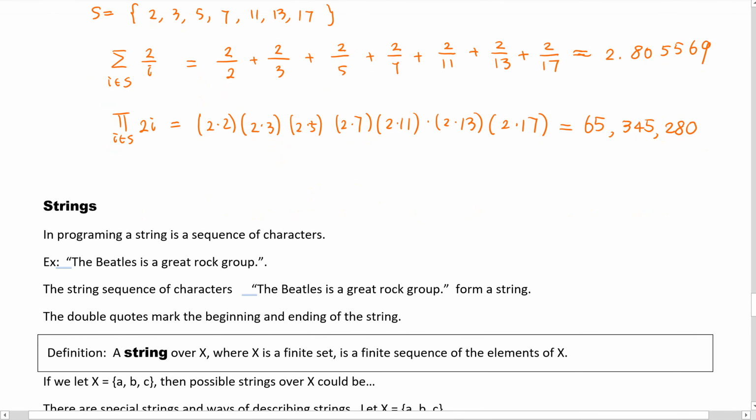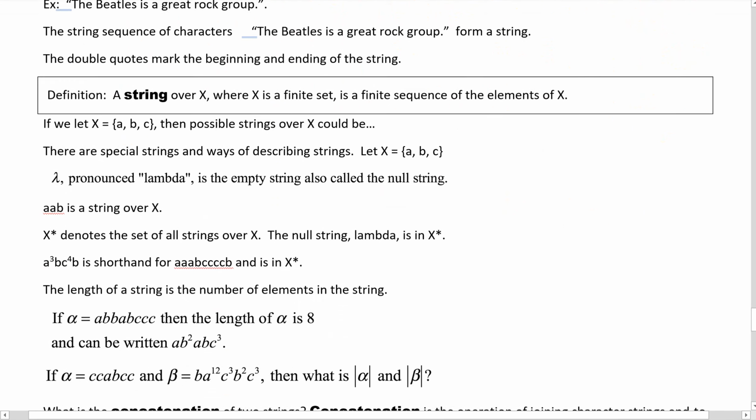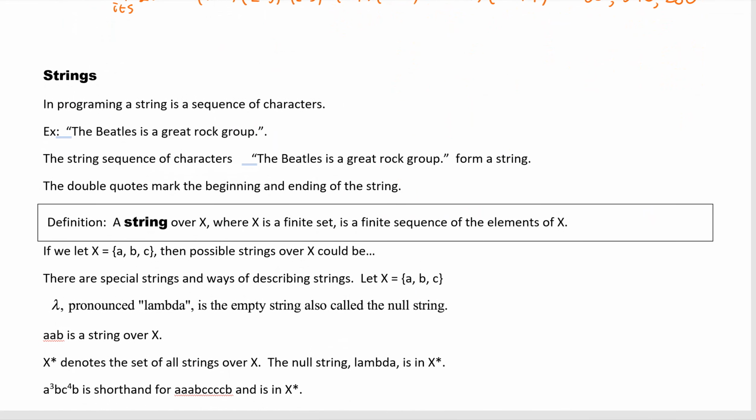So that's the sequence and sum and products of sequence. Next topic, strings. In programming, a string is a sequence of characters. So instead of a sequence of numbers, a string is a sequence of characters. For example, "The Beatles is a great rock group." This is a string. The double quotation marks denote the beginning and the ending of the string.